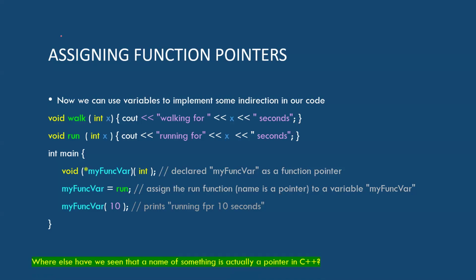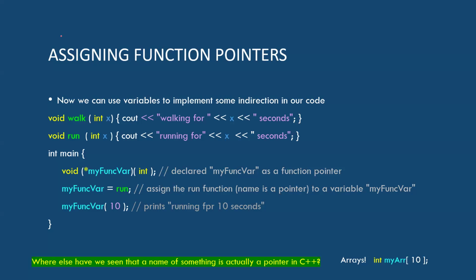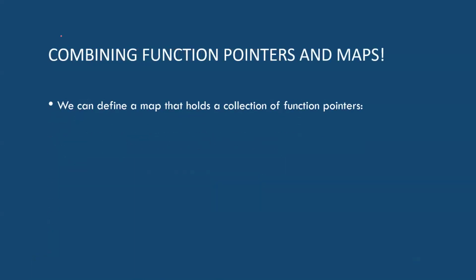Now, where we see a name that's actually a pointer in C++: arrays, right? So arrays are kind of like that too, right? They have their own syntax as well, so we can tell the difference, but that's essentially something we pass around as arguments, okay? And you'll notice that with arrays, it's passed by reference. Old-fashioned arrays, we can change the array inside of a function because it's a pointer, okay? And so passing a function pointer is kind of equally powerful, okay?